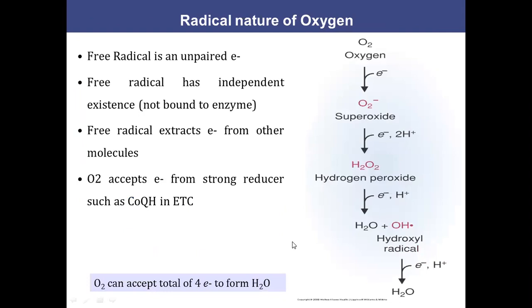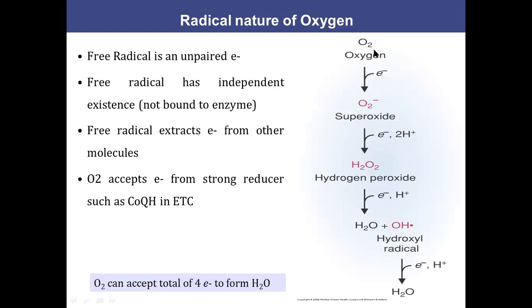Now, a radical by definition is a molecule that has a free electron in an orbital and it's not easily neutralized. Radicals are highly reactive. What this means is that they can extract electrons from other molecules to complete their orbitals. When they extract electrons from other molecules, they transform them into radicals. So what happens is when oxygen accepts an electron from a coenzyme Q, for example, like in the electron transport chain, I'm going to talk about it in detail later on.